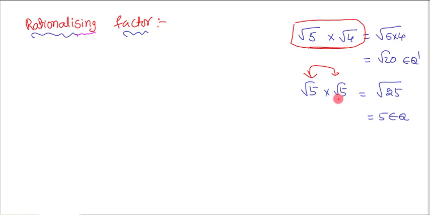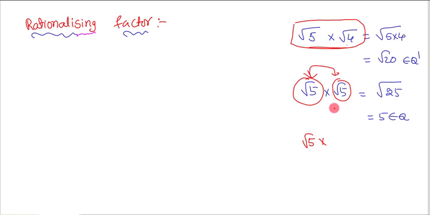Then these two are said to be the rationalizing factors to each other. And here you need to notice one more important concept. The rationalizing factor of one surd is not unique. That means the rationalizing factor of root 5 is not always one only. So a surd may have more than one rationalizing factor.